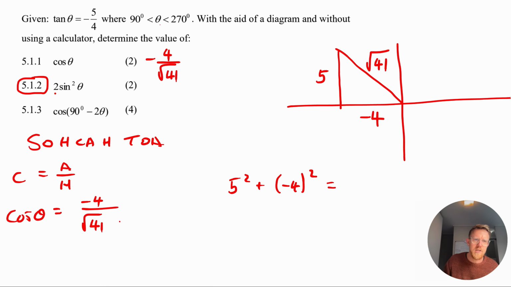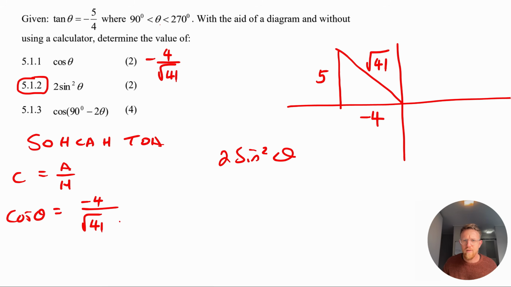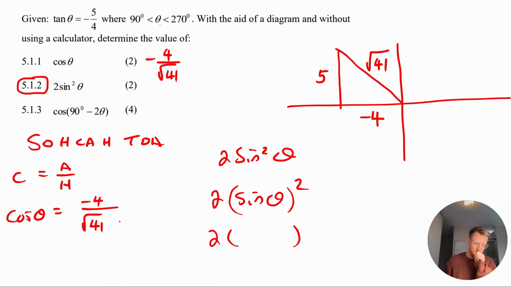Okay, let's go on to this one. So it says, what is 2 sin squared theta? Very easy. Break it up. So if you have 2 sin squared theta, you can think of this as 2 times sin theta, and then square that. Now sin theta, you just use SOHCAHTOA. So sin is opposite over hypotenuse. So opposite over hypotenuse, that's going to be 5 over the square root of 41, and then it's squared.